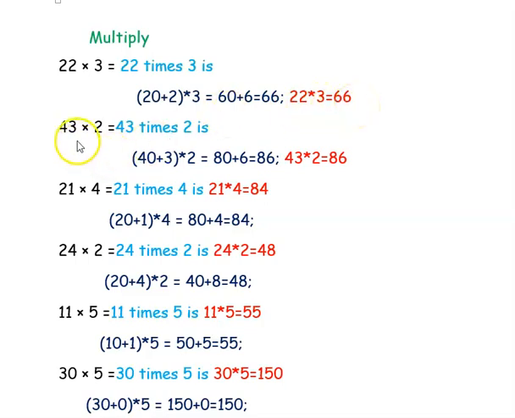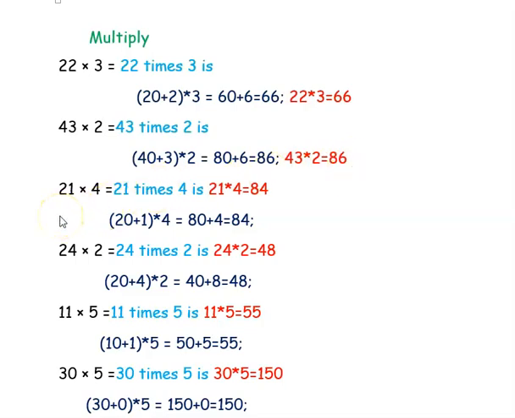The next number is 43 into 2. So that is 43 times 2 is dash. So 43 is repeated 2 times. Instead of adding like that, here also we are splitting 43 as 40 plus 3 into 2. Then we are multiplying 40 into 2, that is 80. Then here the same plus. Then 3 into 2 is 6. So 80 plus 6 is 86. So thus 43 into 2 is 86.